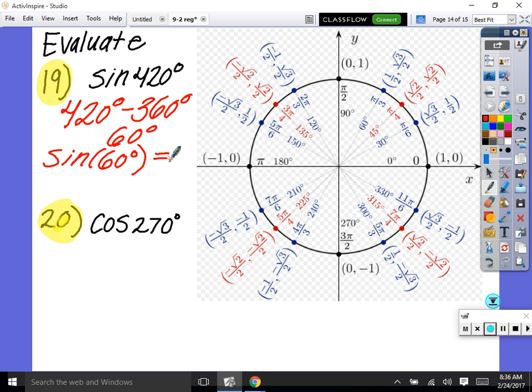Well, that's easy. We know that the sine of 60 degrees is root 3 over 2. You see how easy that was, everybody? So your answer is root 3 over 2. So it allows us to give these answers really quickly and not even having to think.